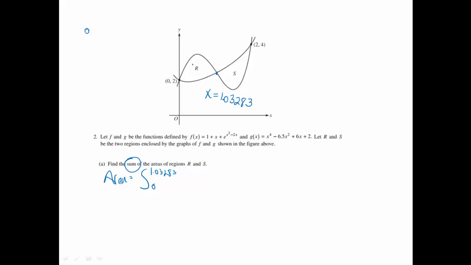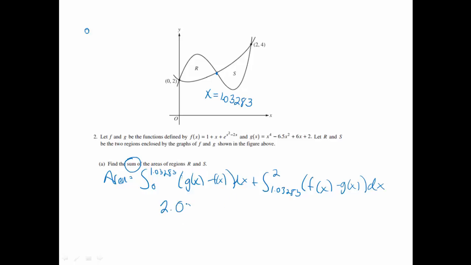1.03283, and I notice that g of x is on top on this one, and if you graphed it you would be able to see that. So we're going to do g of x minus f of x, always dx, plus, and then the second area is going to go from 1.03283 to 2, and this time f is on top, so this is going to be f of x minus g of x dx. And now you can just go ahead and calculate that.